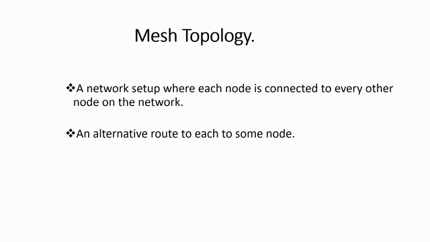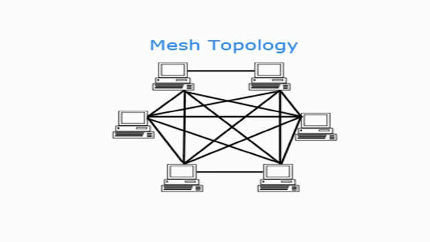Mesh topology uses point-to-point connection. That is, there's a dedicated link between the devices it connects. Each node has multiple links to more than one node to provide an alternate route. That is, if you want to reach this PC, you can take multiple routes to reach this particular PC. Even if one route is busy, you can opt for other routes in order to transmit your data to the particular PC.